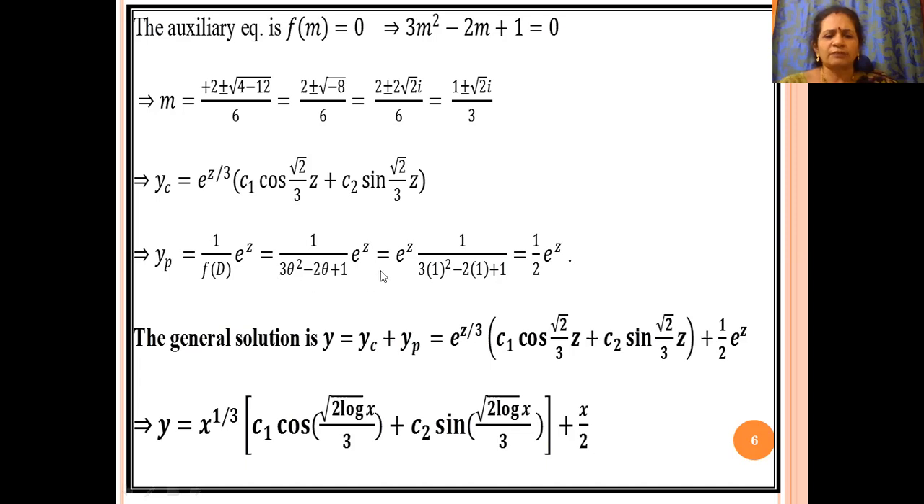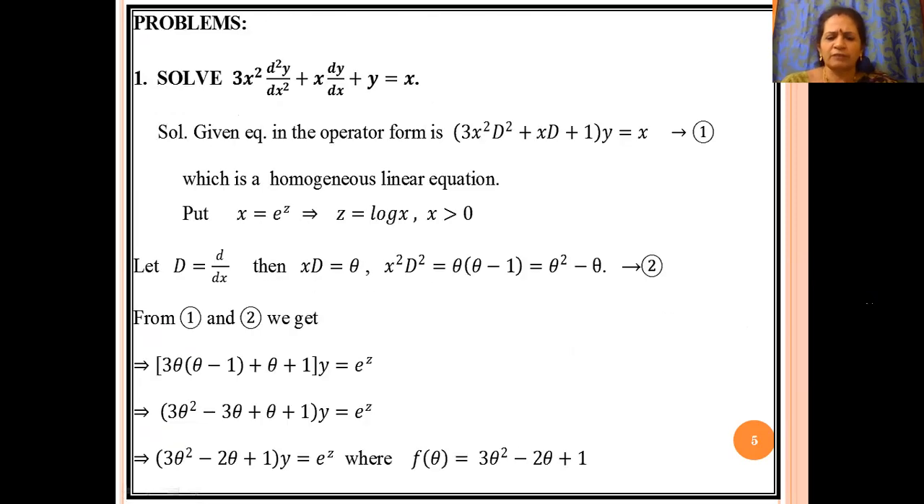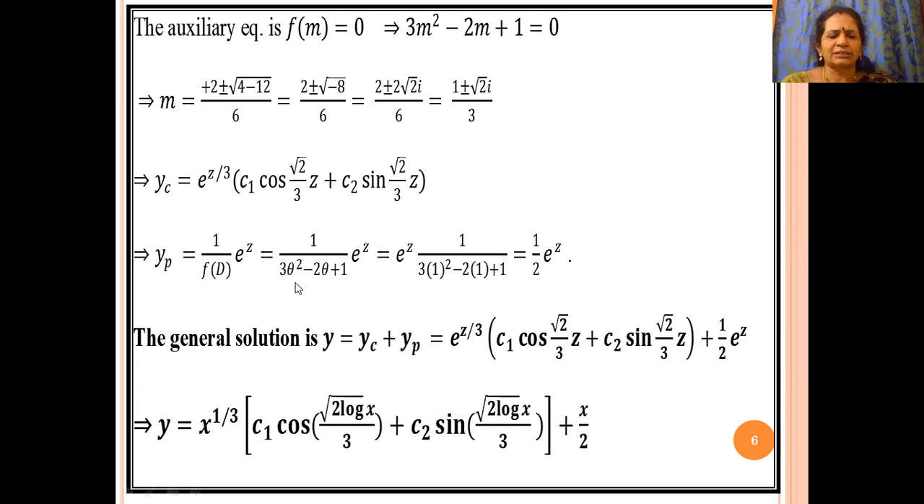So f of d from the previous slide, what is f of d here? 3d square minus 2d plus 1, right? So f of d means f of theta. F of d is nothing but f of theta. F of theta can be written as 3 theta square minus 2 theta plus 1 into the q. Q is nothing but e power z here. So suppose if it is e power az, substitute this a value.